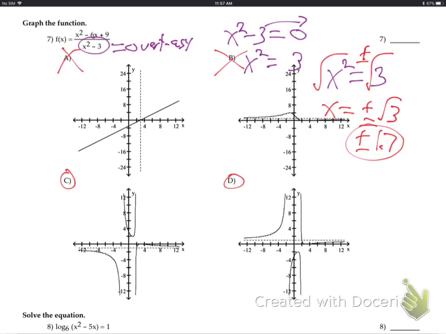Horizontal. Now let's talk about horizontal. This problem is all about asymptotes. So how can we, do you remember how to find horizontal asymptotes? Now vertical is denominator 0. How do we find horizontal?